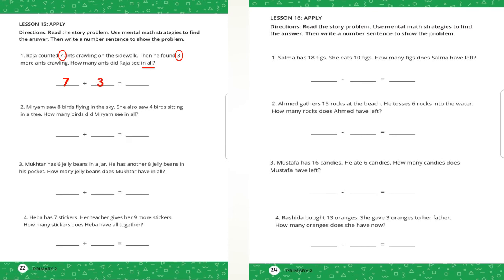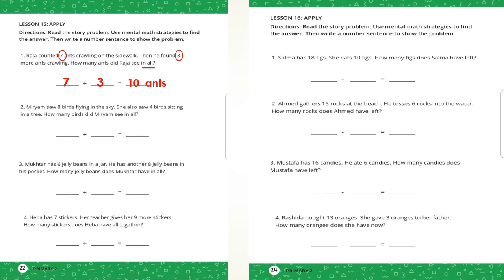7 plus 3 equals what? 7 plus 3 are numbers that make Mr. 10, our superhero. Okay? So the result equals 10. 10 what? 10 chairs, 10 pens, 10 what? 10 ants. He's asking me about ants. How many ants? Okay? So don't forget to write ants.